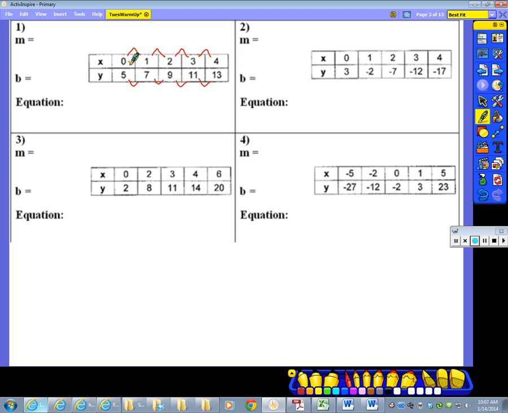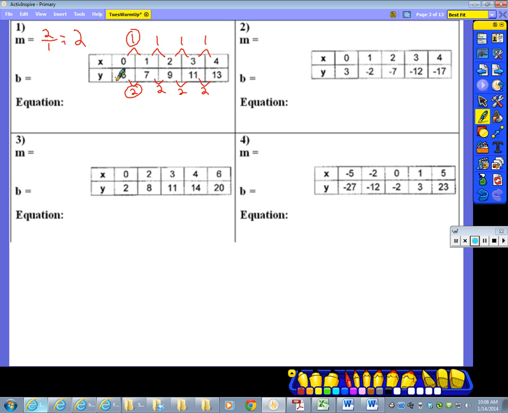The difference between 0 and 1 is 1, from 1 to 2 is 1, 2 to 3 is 1, and 3 to 4 is also 1. Then the difference between 5 and 7 is 2, 7 and 9 is also 2, and 9 and 11 is 2. So they all have the same rate. You take your change in y, which is 2, and put that over your change in x, which is 1. So 2 over 1 simplifies down to a positive 2.